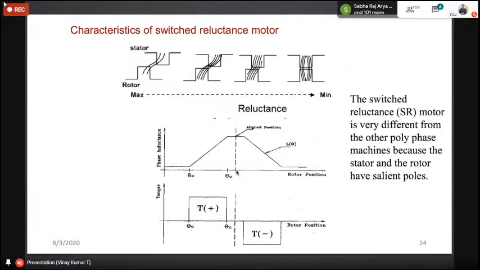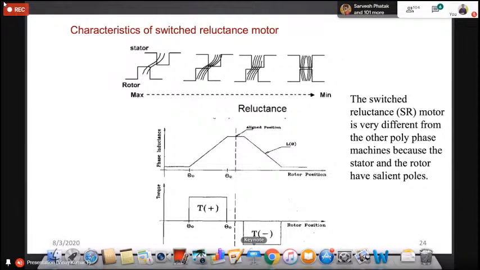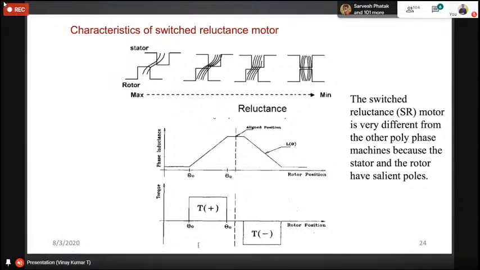If the machine is operating in motoring mode, you have to excite the poles when our rotor poles are moving towards the stator pole. If you want to operate the machine in generating mode, you need to excite the poles when our rotor poles are moving away from the stator poles. So by using these characteristics, we can conclude that an unwanted torque component is entering the picture. Because of this, you need to unexcite the poles when our rotor poles are moving away from the stator poles in motoring mode.